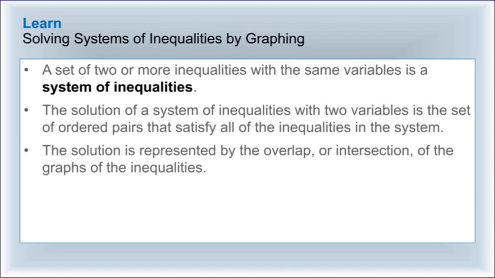graphing linear inequality on a coordinate plane, and those are ones where you have to determine if the line is going to be dashed or solid, and then do you shade above or below. A system of inequalities have two or more of those. The solution of a system of inequalities with two variables is a set of ordered pairs that satisfies all the inequalities. The solution is represented by the overlap or the intersection of the graphs of the inequalities.